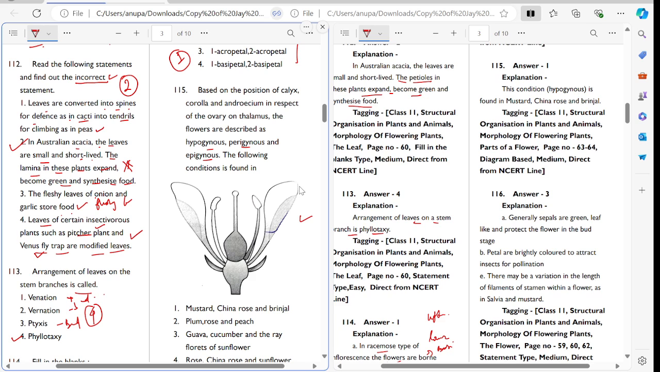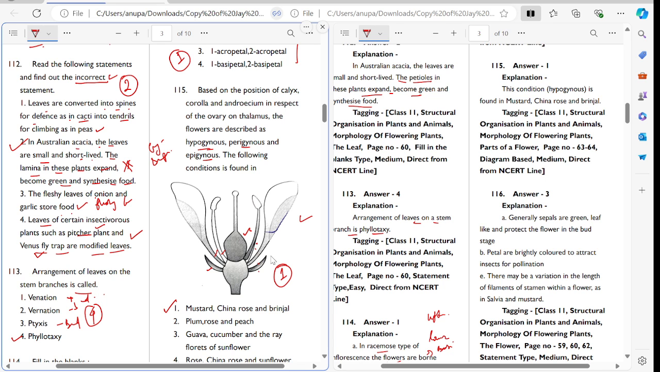So we know that in hypogynous type of flowers, the gynoecium is superior. Here you can see the gynoecium is superior and other floral parts are inferior, that is androecium, petals and sepals. So this is a hypogynous type of flower. And the most common examples of hypogynous flowers are mustard, China rose, and brinjal. So the answer for this question will be option number 1.